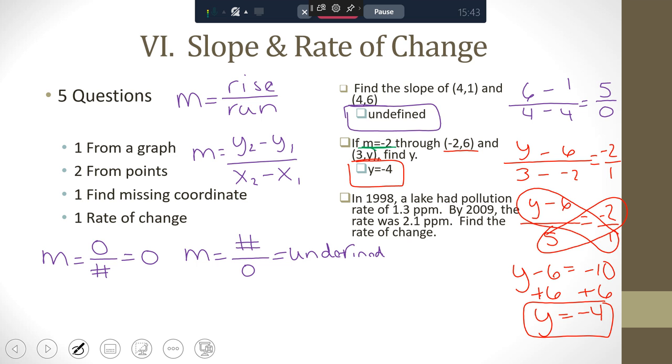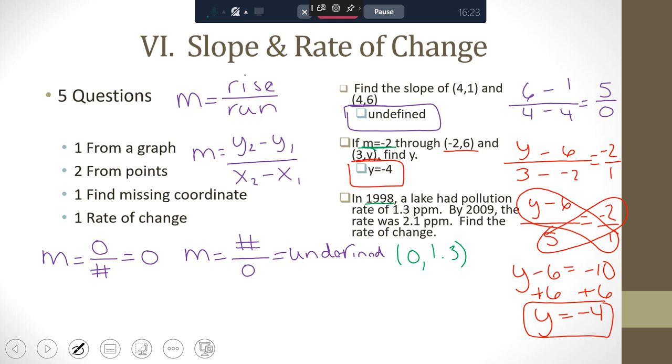So our starting year is 1998, okay? Whatever your starting year or time is, we have to identify how many years have passed since the start. So from 1998 to 1998, how many years have passed? This isn't a trick question. 0, right? 0 time has passed. So your starting time is always going to be 0 for the x, okay? Our y in this case is 1.3.